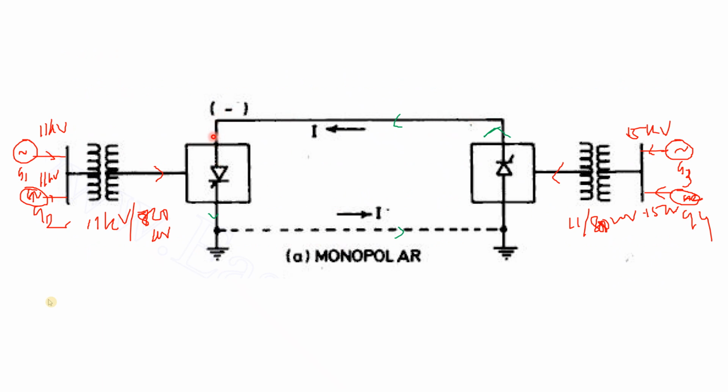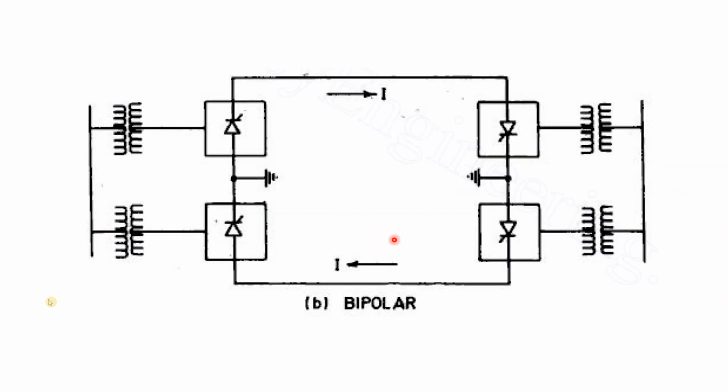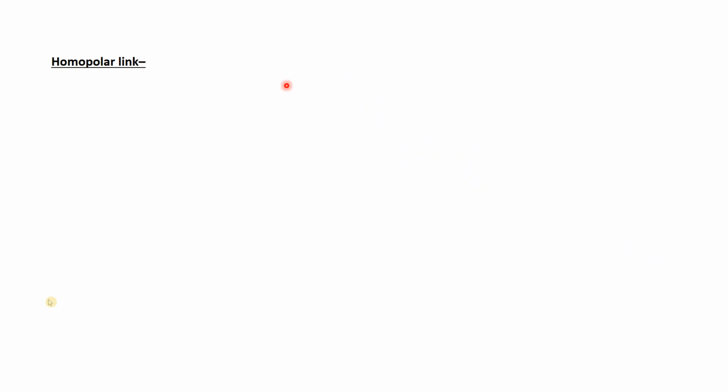So the concept is the same. It is very similar to the previous one. Here also, the only difference is that we are using one conductor over here, and in this case we are using two conductors. You may represent using one converting station also if required. So these are two conductor systems.